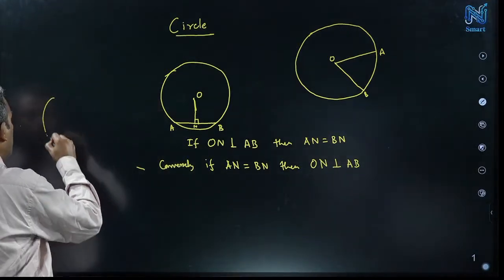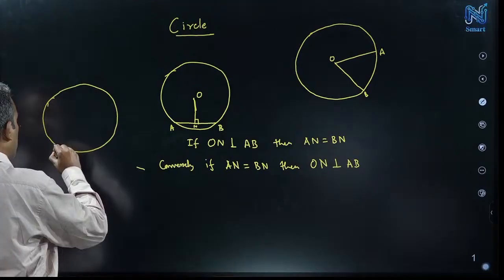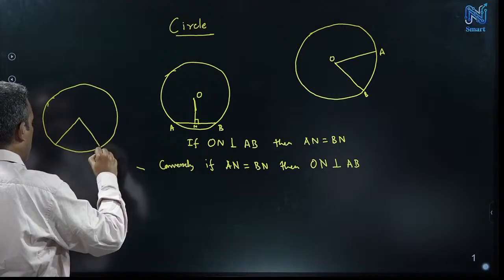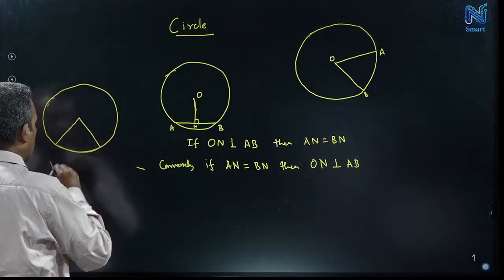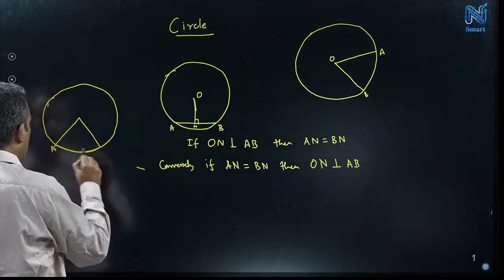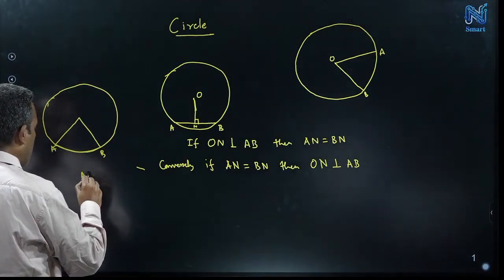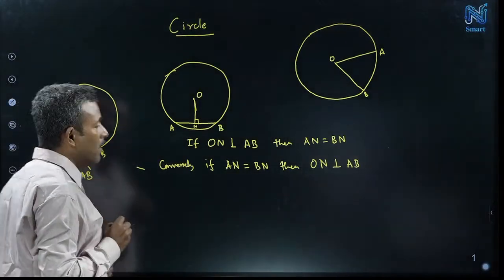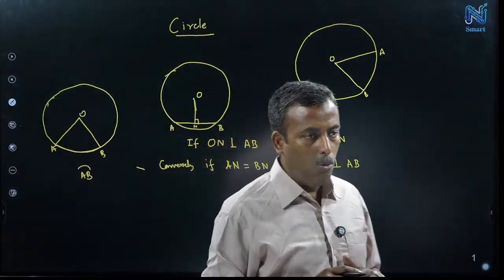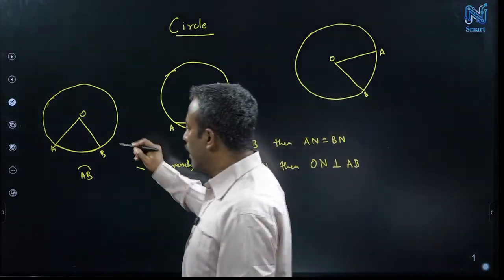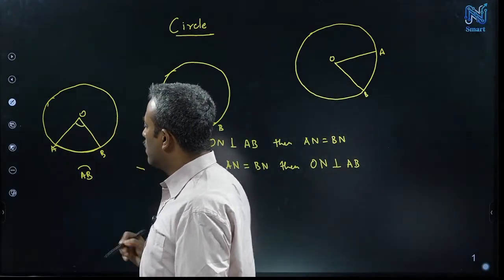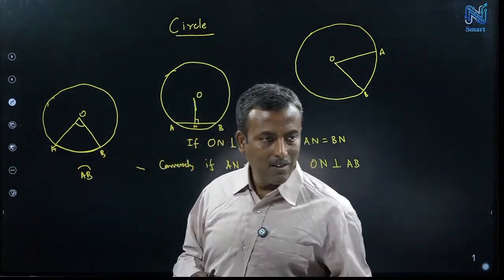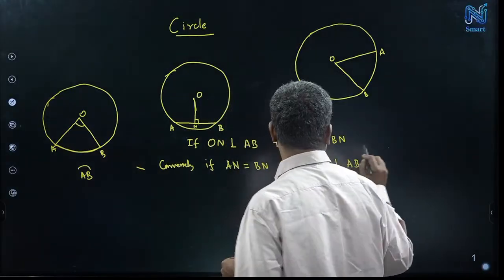Now, what are the other important properties? If you have any arc, and any part of the circle is called an arc. So, AB is an arc, sometimes we write it like this, a curved thing. AB is the arc and O is the center, then the angle AOB is called the angle subtended by the arc AB or the chord AB at the center. But there are other things also.